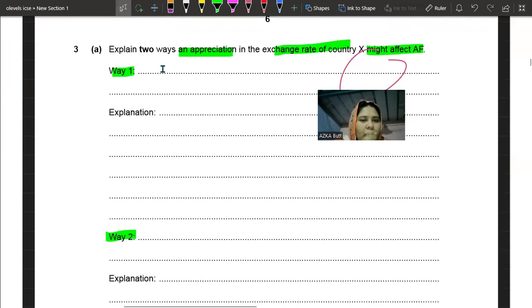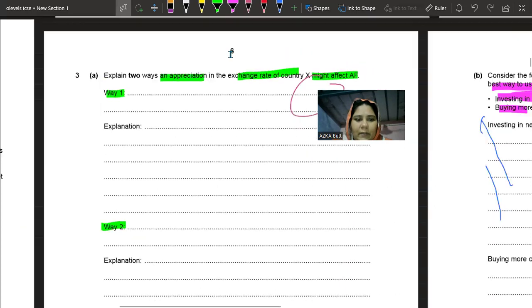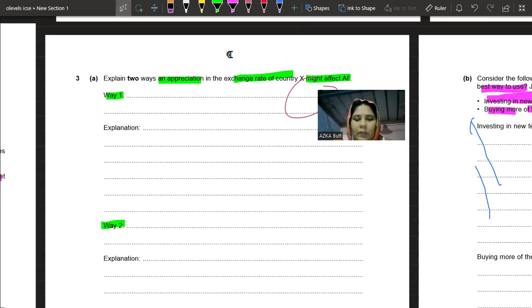Okay, so after that, the third question is: explain two ways an appreciation in the exchange rate of country X might affect AF. Basically, the country in which AF is located right now is country X, and country X's exchange rate is appreciating. So we will see a lot of benefits. Let's suppose we are importing something from international countries. Because our exchange rate is now appreciated, imports would be cheaper. So we will discuss how this can create benefit for AF. We have to write the benefits and the negative things also.